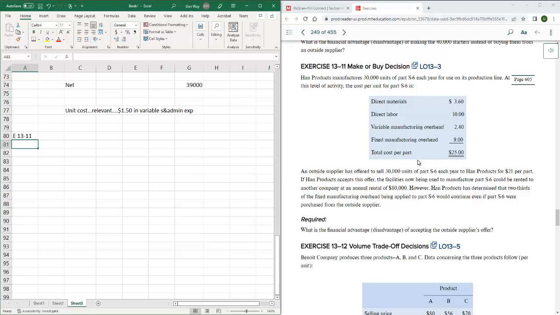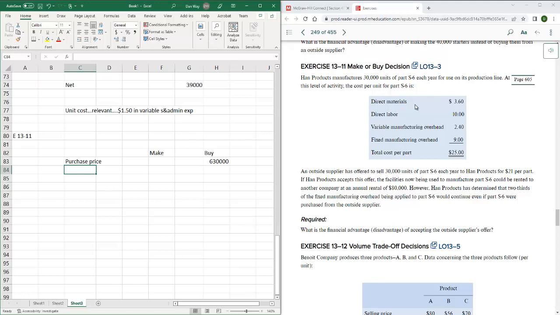So this fixed overhead represents facility-wide charges that are supporting everything we do. A whole bunch of that would continue, even if this S6 were purchased from the outside supplier. So what is the financial advantage or disadvantage of accepting the outside supplier's offer? Let's start to tabulate some costs here relative to make and buy. Well, let's start with the buy, because that's the quickest one. We've got the purchase price of $21 per unit, and we need 30,000 of these things every year. So if we're buying from the supplier, we're paying $630,000.